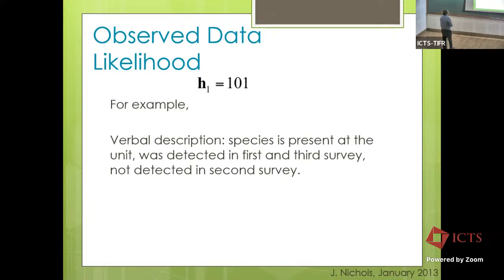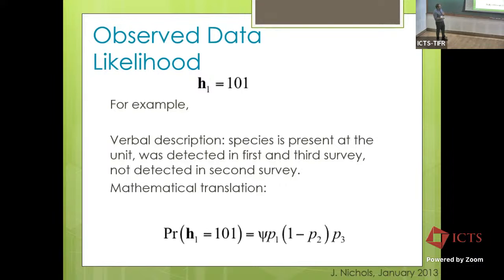All right. Species present at the unit was detected in the first and third survey, not detected in the second survey. Now, if we are to put it in a mathematical form, this is our detection history. The probability of this detection history is that the site is occupied with a probability psi, because we said psi represents the occupancy probability.